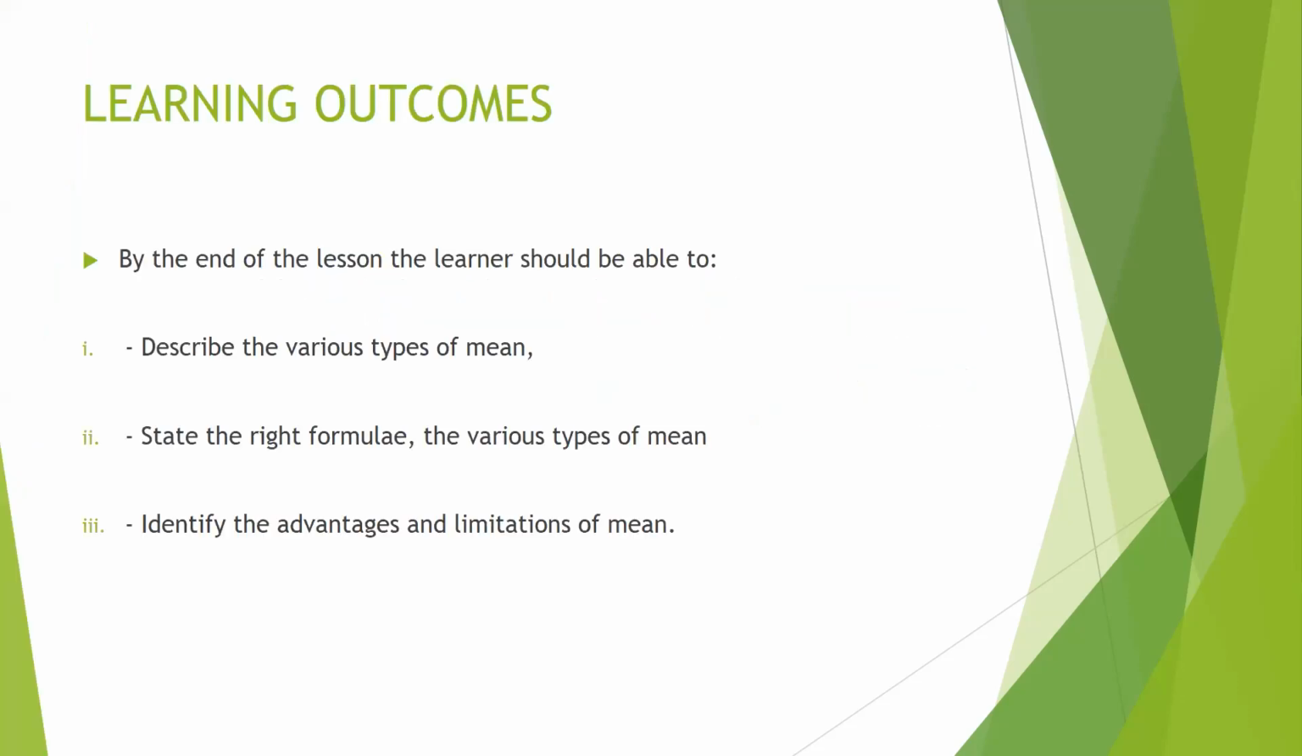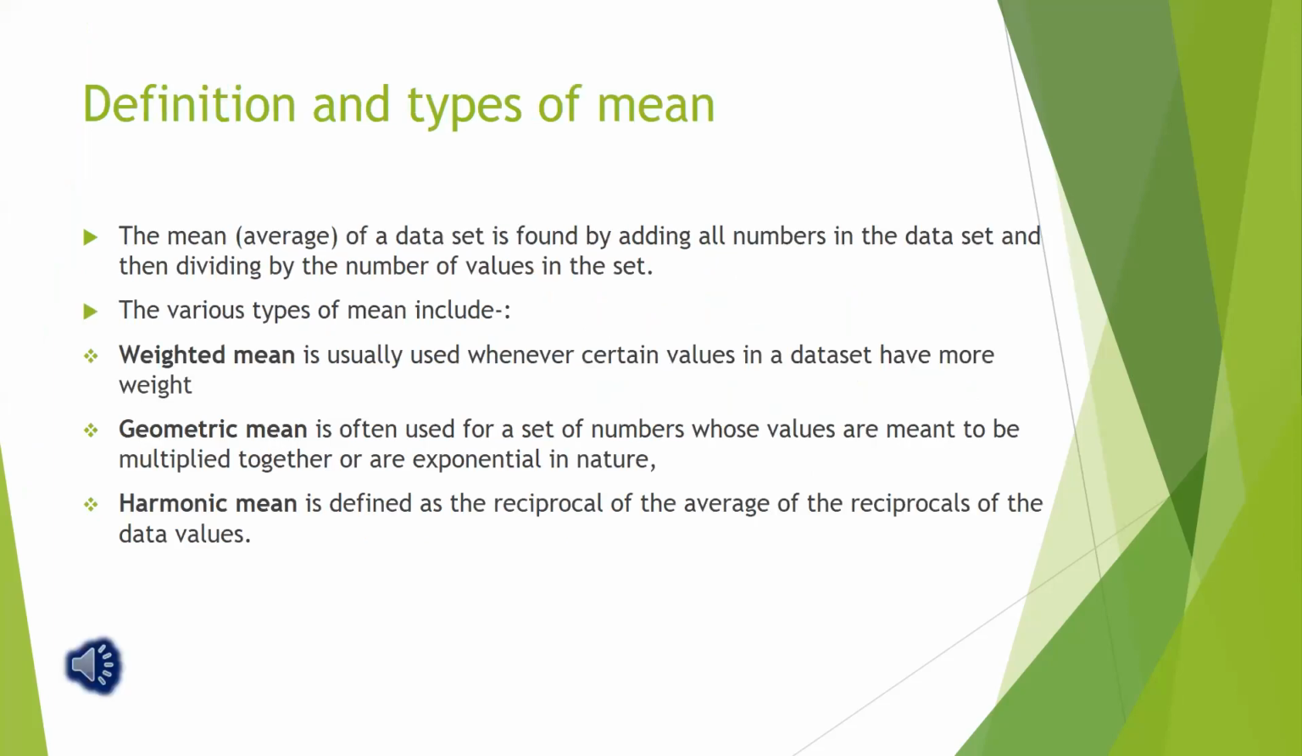So the learning outcomes, by the end of the lesson, you should be able to describe the various types of mean. You should also be able to state the right formulae for all the types of mean. And also you should be able to identify the advantages and limitations of mean. So on your screen, you can see the definitions and the types of mean. So as you know, the mean is the average of a data set, and it is found by adding all the numbers in the data set and then dividing the number by the number of values in the data set.